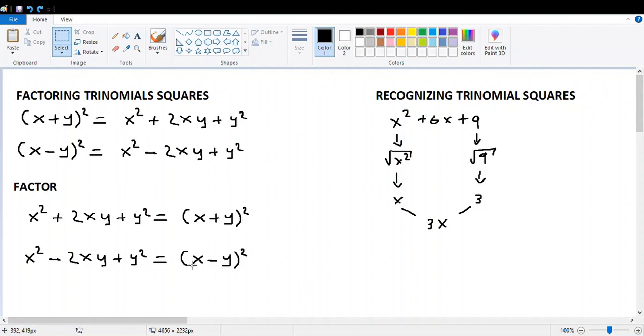Now, when we recognize that it's a trinomial square, we are ready to solve. And how can we solve it? It's really, really simple. Once we prove that the trinomial is a trinomial square, we open and close one parenthesis and put the square roots inside, x and 3, and the sign between x and 3 depends on the sign of the term in the middle. In this case, the term in the middle is 6x, positive, so the sign here is going to be positive. That's it. The factor is ready.